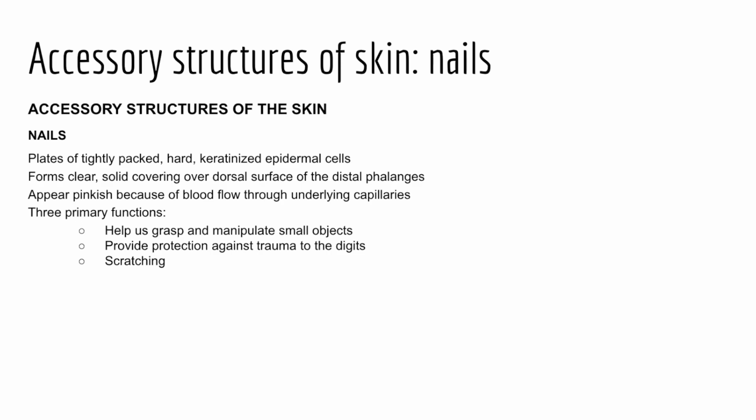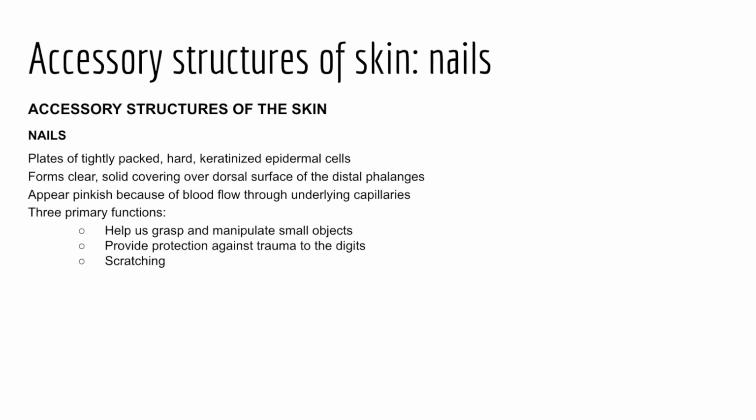We turn to our last topic of this chapter to look at the nail. Nails are skin appendages or accessories. They're made up of plates of tightly packed, hard keratinized cells, which form clear, solid coverings over the dorsal surfaces of our distal phalanges. They're translucent in nature, yet appear pinkish because of the blood flowing in the underlying capillaries of the nail bed. Nails tend to serve three functions.